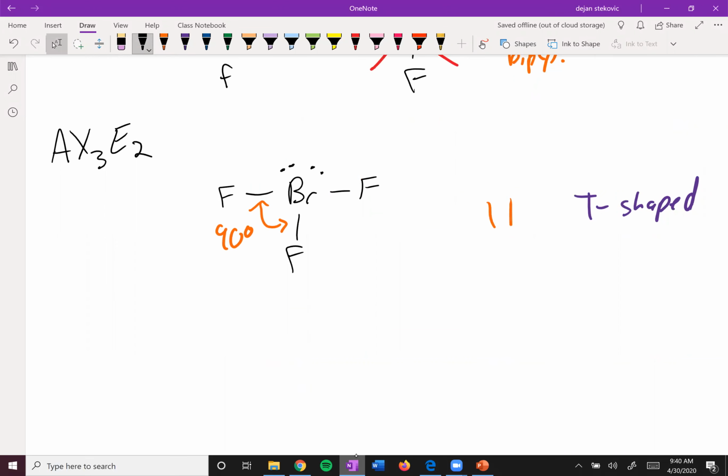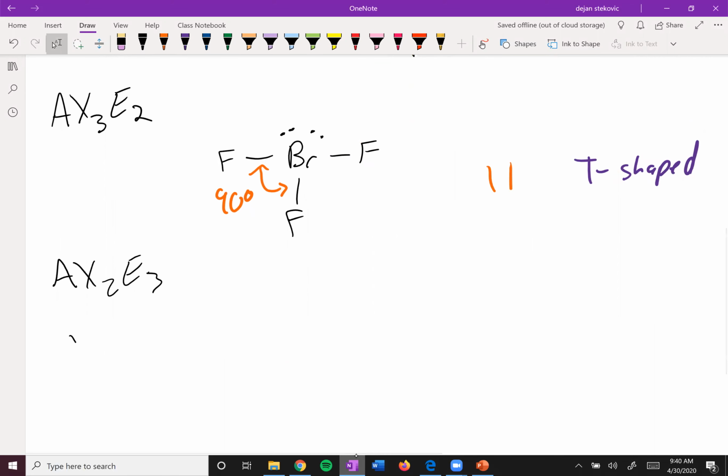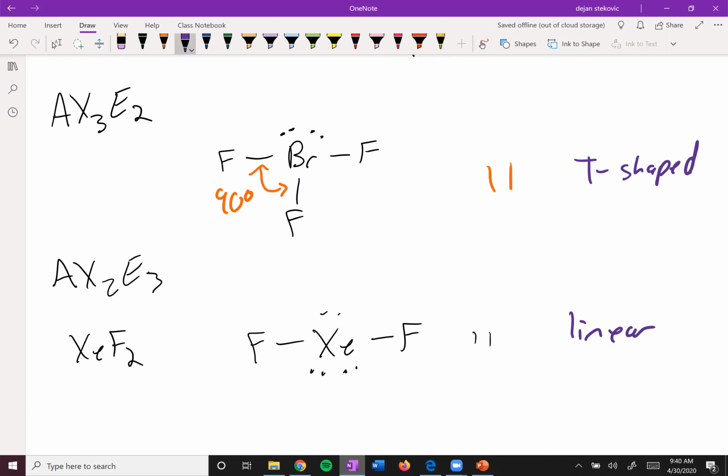And then keep playing the game, AX2E3. An example of this is xenon difluoride. So we have xenon here, and then again, we just put these lone pairs like this, even though that's not an accurate representation of where the lone pairs really are. And you can see this time it just reverts back to linear. Just stays in a straight line, but it's a different kind of linear. And all of these bond angles are 180 degrees.